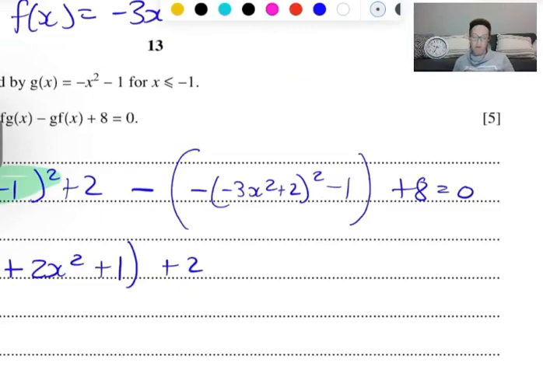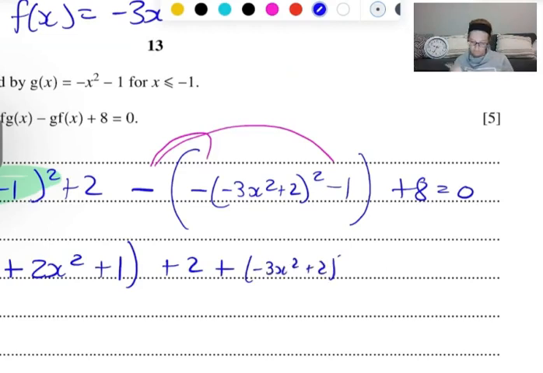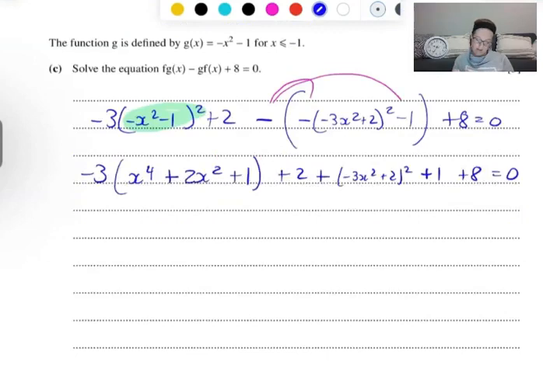Now, I think what I'm going to do is I'm going to multiply. I'm first going to just multiply in my negative and get different terms here. So I'm going to have minus times a minus becomes a plus. Okay, and then a minus times minus becomes a plus. Right. Now I'm going to multiply my minus 3 in.